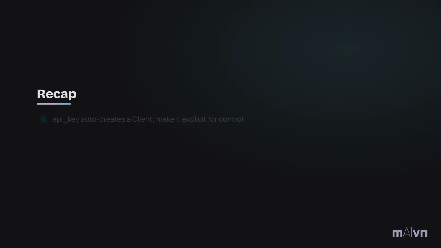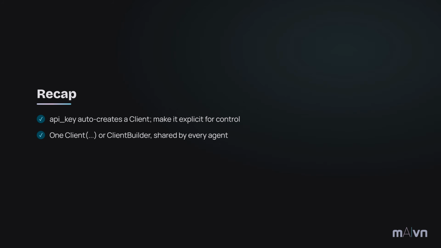To recap, API key is the easy path, but the real object underneath is the client. Make it explicit when you want shared configuration, custom timeouts, or lifecycle control. Build it once with client or client builder and hand it to every agent. And remember the rule: an agent needs a client or a key.